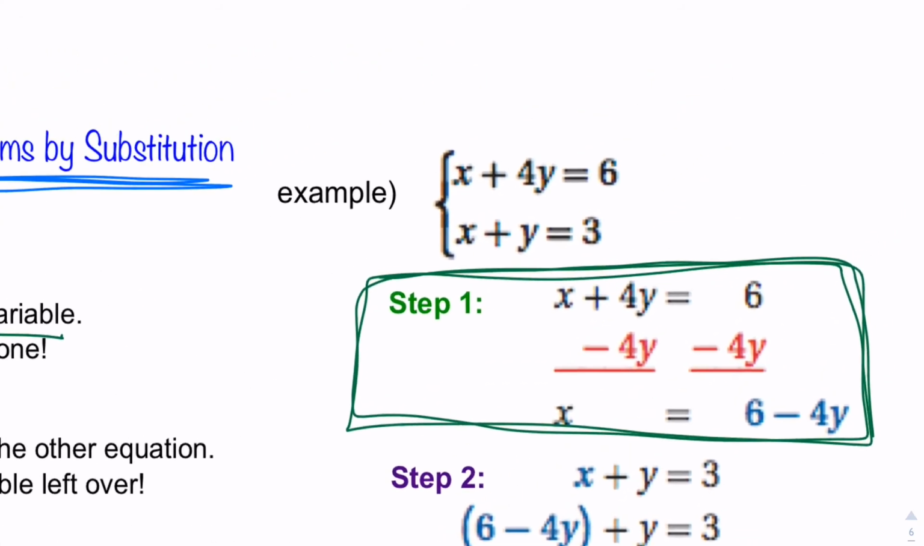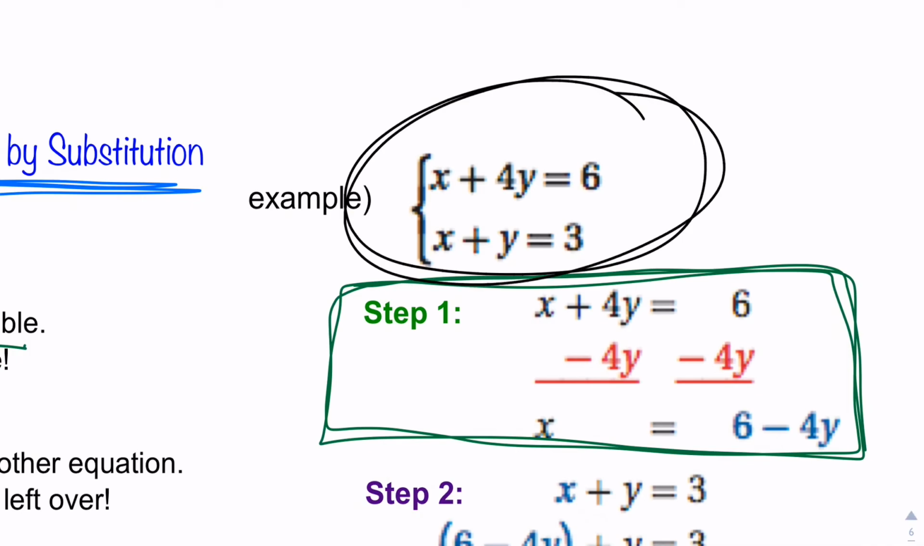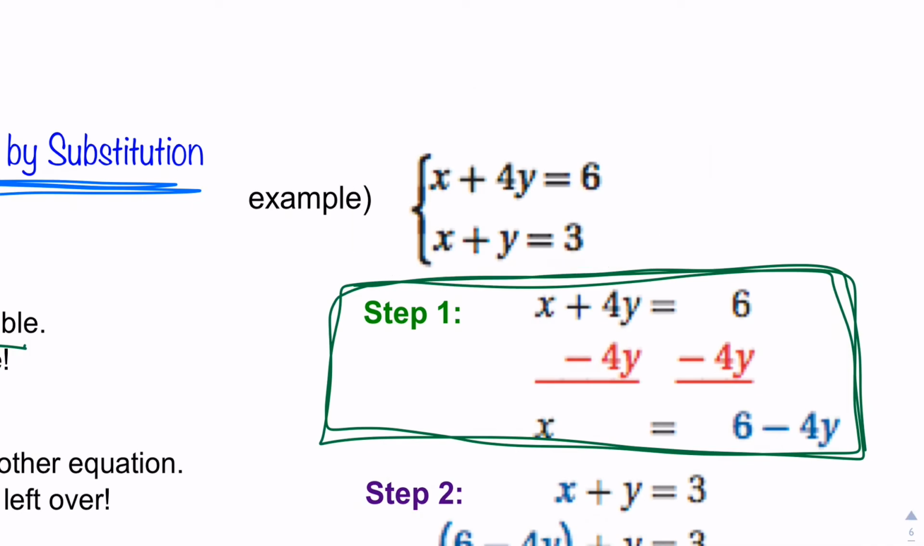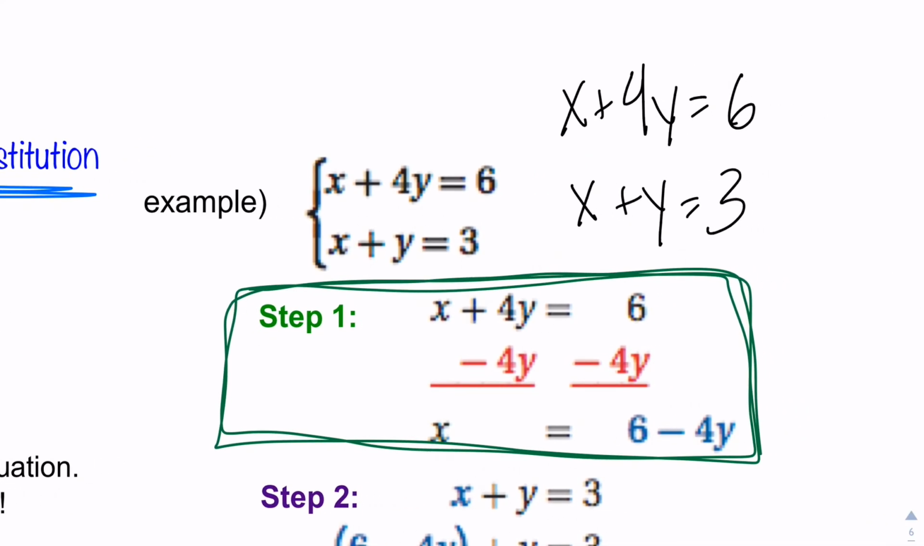If you look up here, this is my example. Okay, right here is my example problem. Okay, I have these 2 equations. I have x plus 4y equals 6, and I have x plus y equals 3. Yes, we could graph them. Yes, we could see where they intersect, but let's see if we can be a little faster with this.